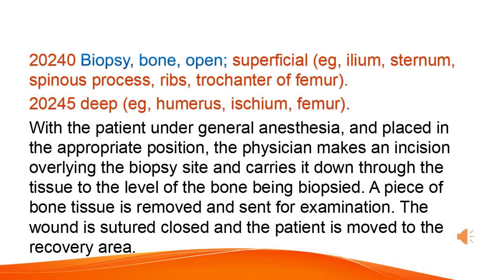Biopsy, bone, open, superficial, e.g., ilium, sternum, spinous process, ribs, trochanter of femur. Deep, e.g., humerus, ischium, femur. With the patient under general anesthesia, and placed in the appropriate position, the physician makes an incision overlying the biopsy site and carries it down through the tissue to the level of the bone being biopsied. A piece of bone tissue is removed and sent for examination. The wound is sutured closed and the patient is moved to the recovery area.